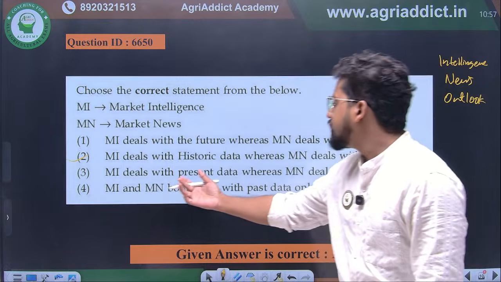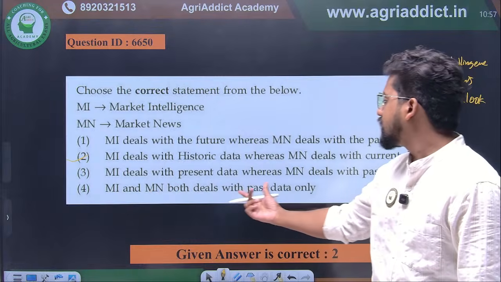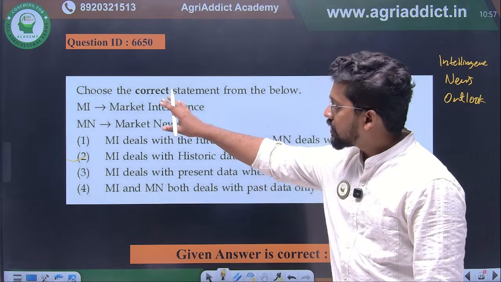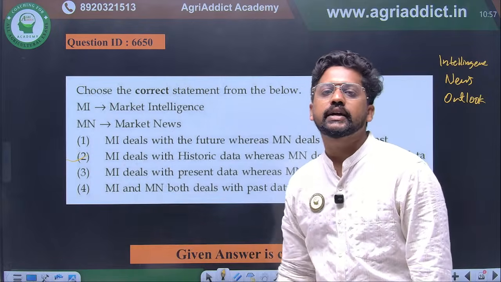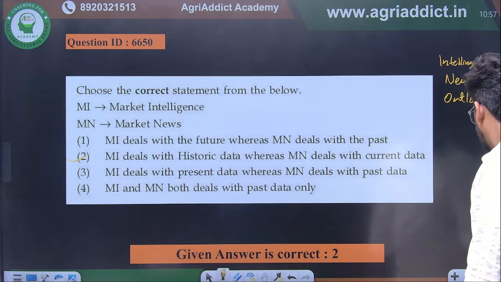Market intelligence deals with the present. No. Intelligence was past. Market intelligence and market news both deal with the past data. No. Market news is dealing with the present, right? So therefore 1, 3, 4 eliminated. 2 will be your correct answer, which is actually the answer key given. So therefore 2 will be your correct answer here.